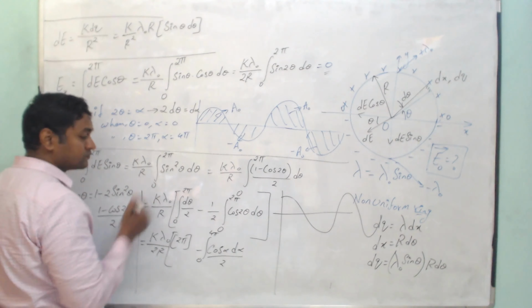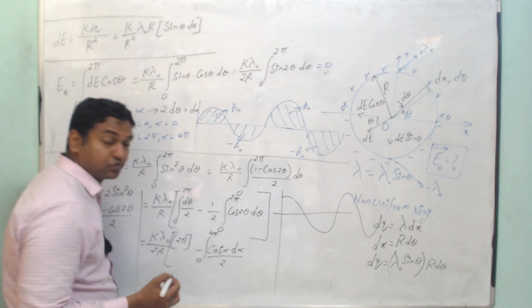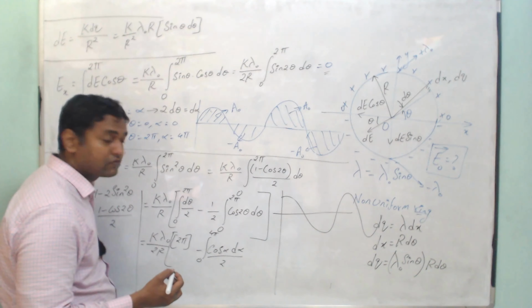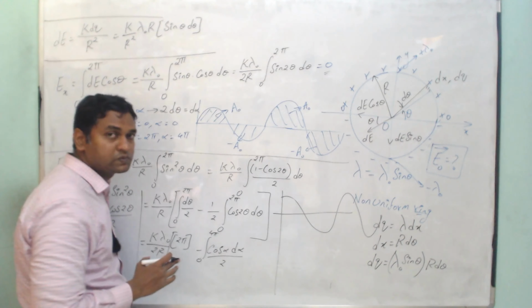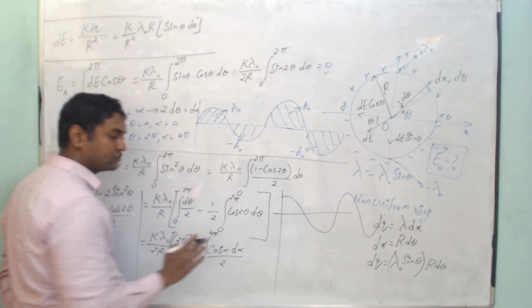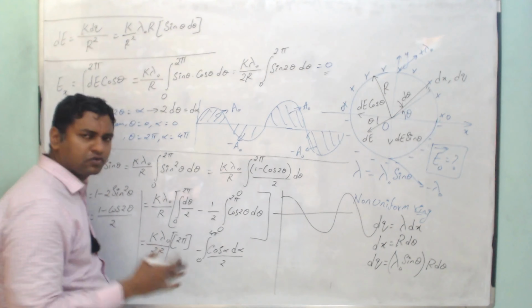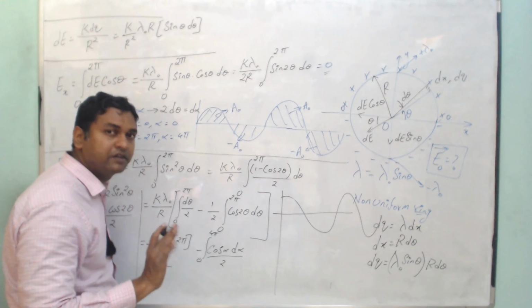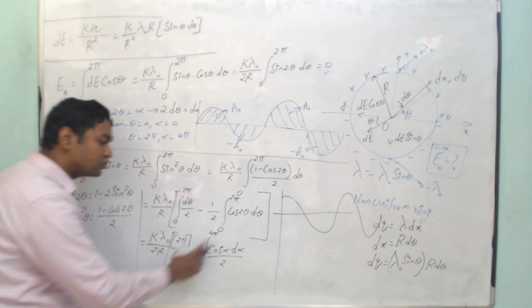Sir, could you repeat that? I got d theta as d alpha by 2. But limits from 0 to 4 pi. Yes, limits are from 0 to 4 pi. I can take this half also out of the integration. I am not much worried about that. I am worried about integral cos alpha d alpha from 0 to 4 pi.